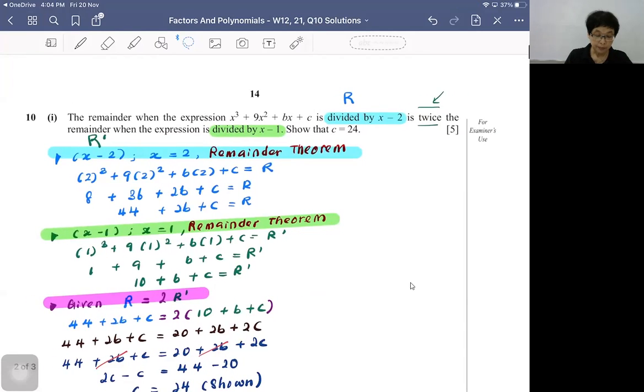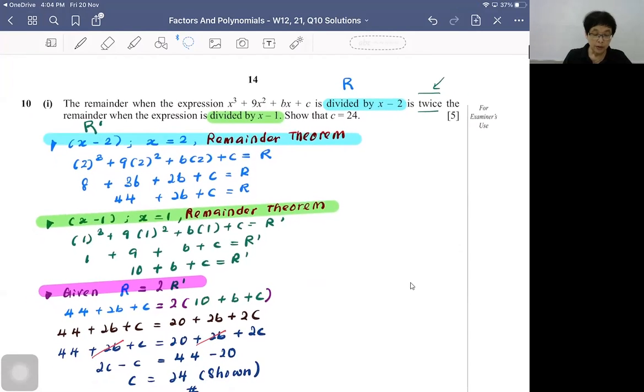Question number 10, section 1. The remainder when the expression x cubed plus 9x squared plus bx plus c is divided by x minus 2 is twice the remainder when the expression is divided by x minus 1. Show that c equals 24.